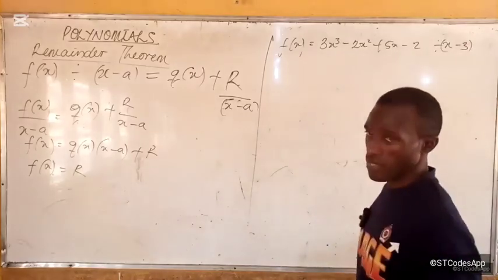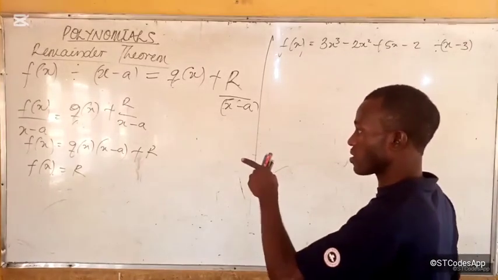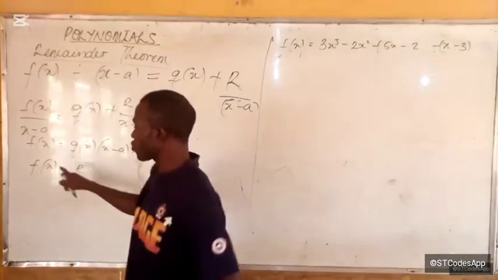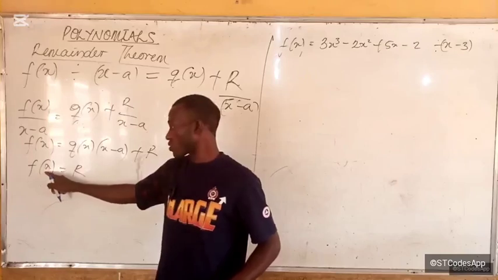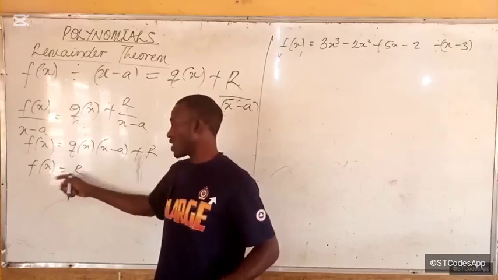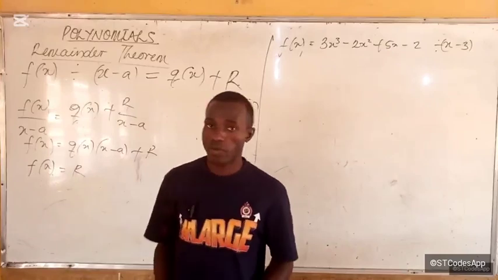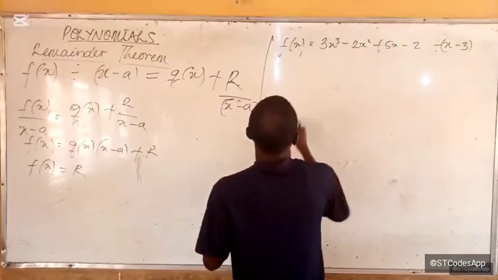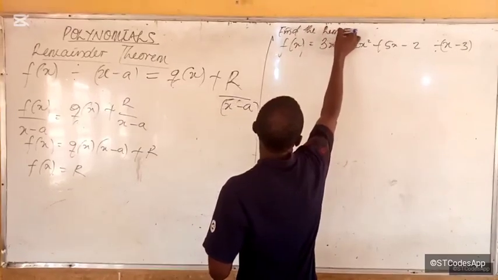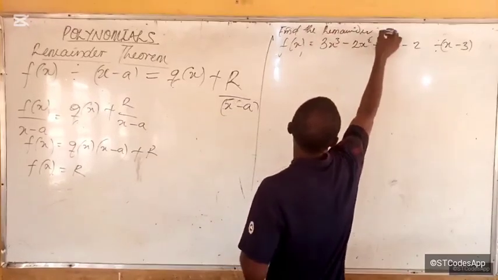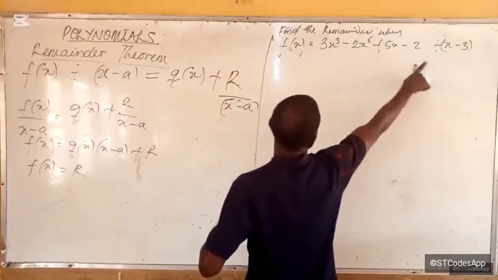Find the remainder. What the remainder theorem is saying is that if I substitute a particular x value into this expression, into this f of x, that will give me my remainder. So in your JAMB questions, you will see questions like find the remainder when this is divided by that.